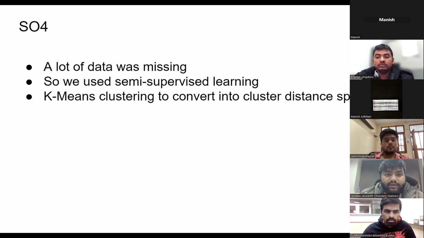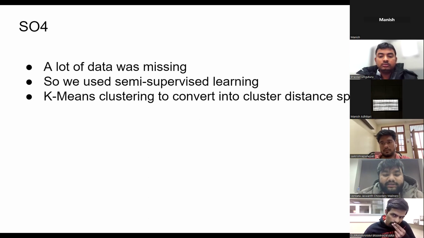Can we go previous? Yeah. So in the SO4, a lot of data is missing. Coming to the SO4 feature, in this feature we have more unlabeled data compared to all other features, so predicting becomes tougher for unlabeled data. But we filled the unlabeled data with clustering. Those 50 features come from the clustering. The clustering projects each labeled data point into the cluster distance space. Next slide, please.